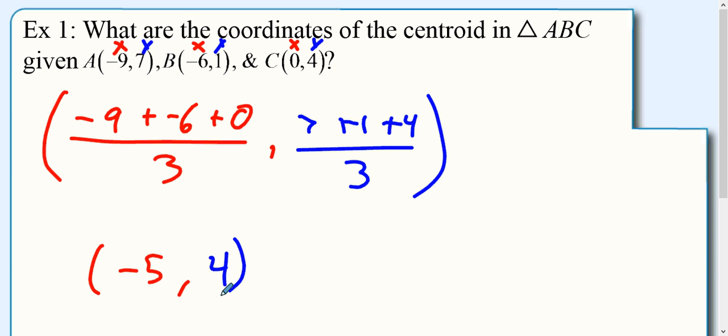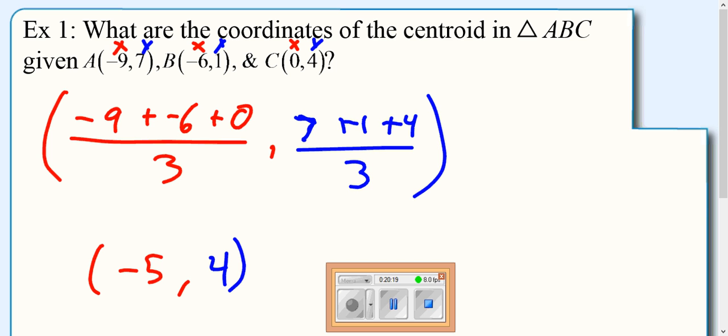Pretty easy formula, just like midpoint. Midpoint would just be x plus x divided by 2 and y plus y divided by 2. The centroid is for 3 points because it's for the center of the triangle. Midpoint's just the center of those 2 points. So that's why it's a similar formula.